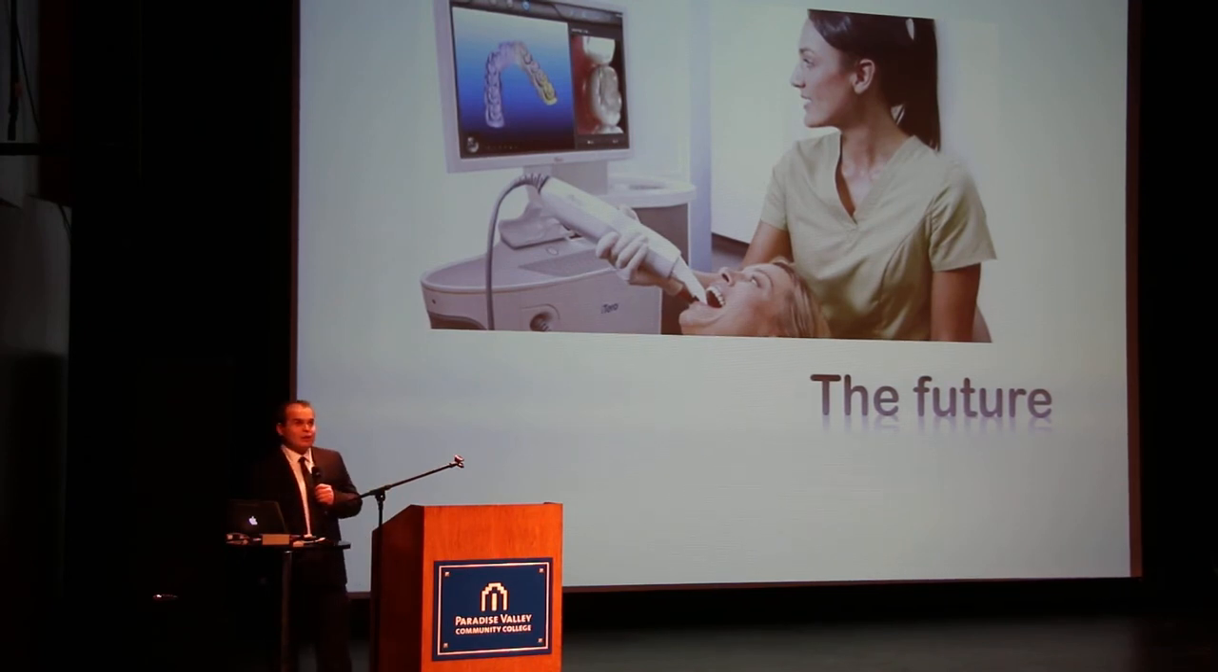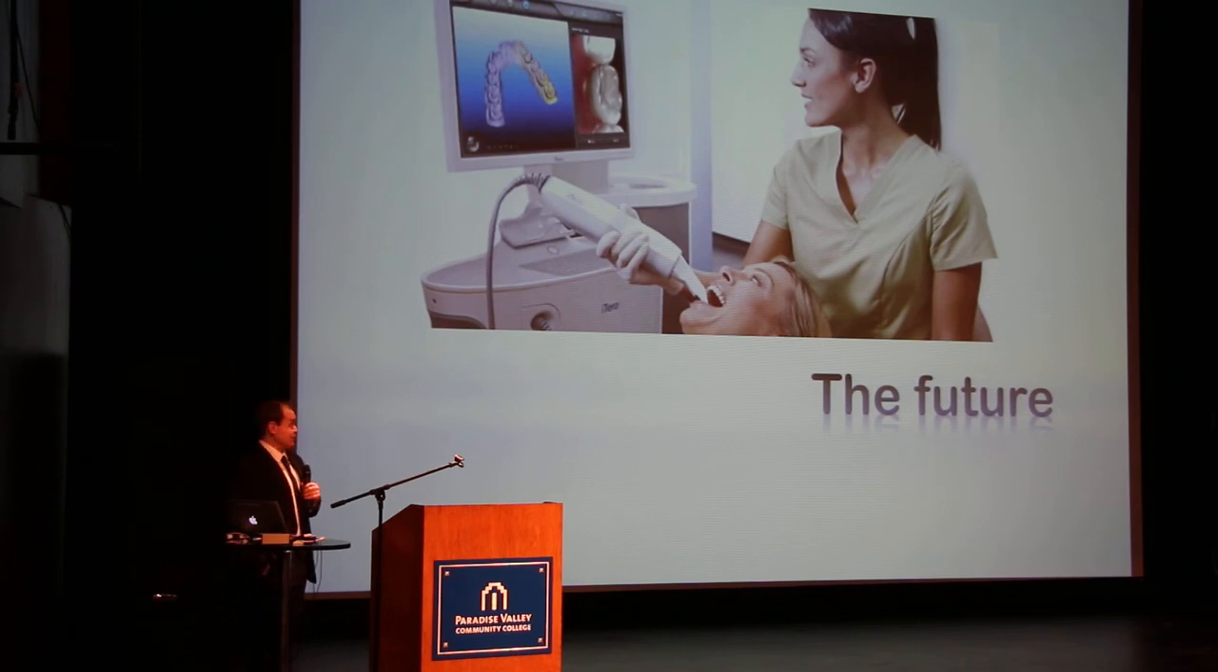The mills are repurposed auto parts machines. So they just put it in a mill, and it takes like 30 minutes to make a crown, whereas the process that I showed you before takes a lot longer.